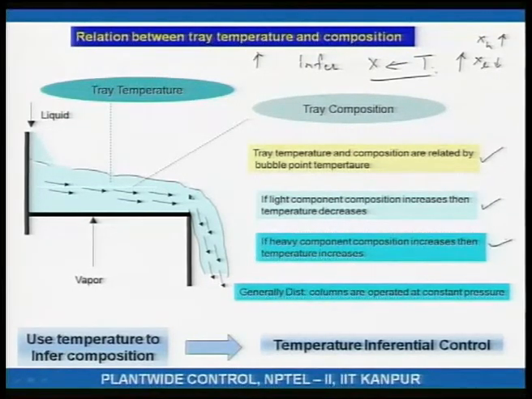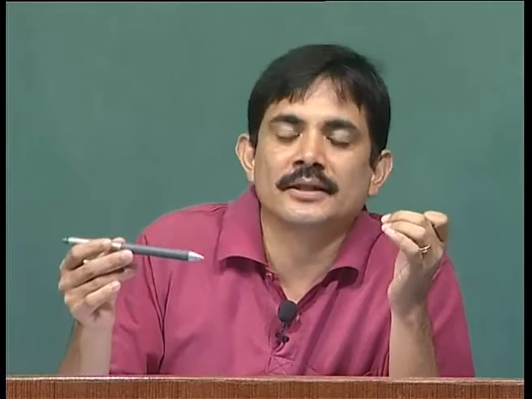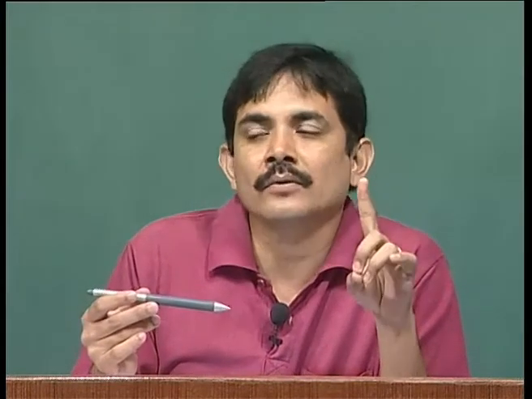So, therefore, what is happening to a tray temperature is a very good indicator of whether the light stuff is going down or going up, or the heavy stuff is going down or going up. And depending on where the tray temperature sensor is located, it would be an indication of one of the components, or primarily one of the components, accumulating or depleting. And that would tell you what you should do to either the reboiler duty or to the reflux or the combination of the two. Okay.